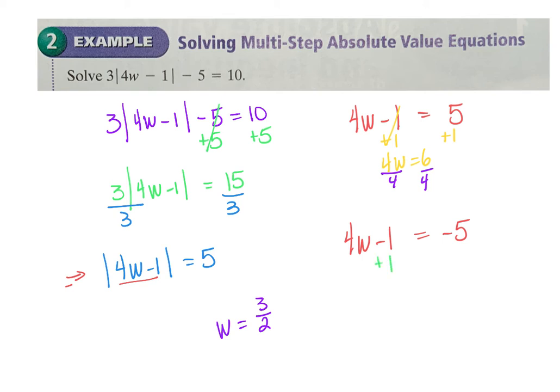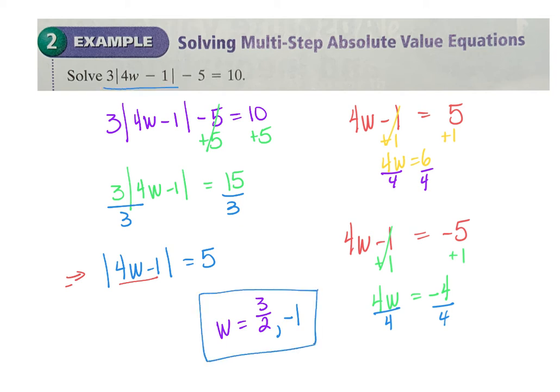Same thing for this one. Add the 1 to both sides. 4w equals negative 4. And then we can divide both sides by 4. So my other answer here will be negative 1. And again, you can check these answers by plugging them back into your original equation up here.